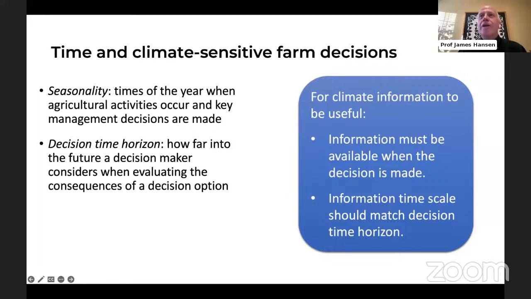So climate information would need to be available possibly a few weeks before the earliest possible planting date. The farmer will not know whether she has made a good choice until harvest, which may occur 3.5 months later. So the decision time horizon is about 3.5, maybe 4 months. So an example of climate information that could help that decision is a seasonal climate forecast, if it is available by about the middle of May.